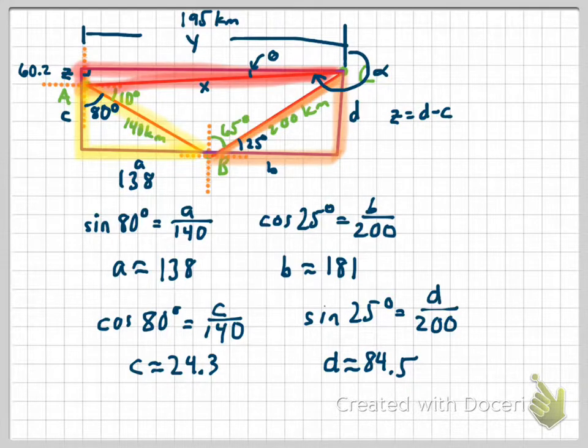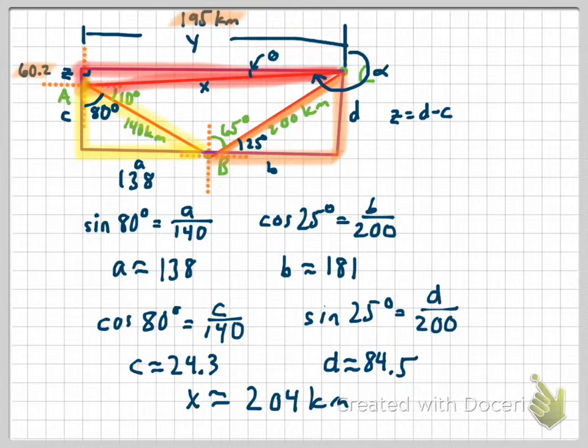Okay, so how did those two values, the Z and the Y, here and here, help us out? Well, one of the things we can do with those is find the value of X. You can use the Pythagorean theorem. X squared would equal 60.2 squared plus 195 squared. And so that's going to give us the X is approximately 204 kilometers.